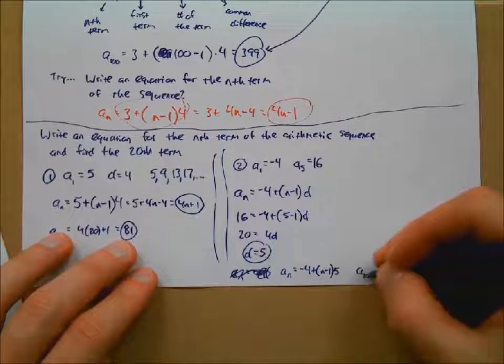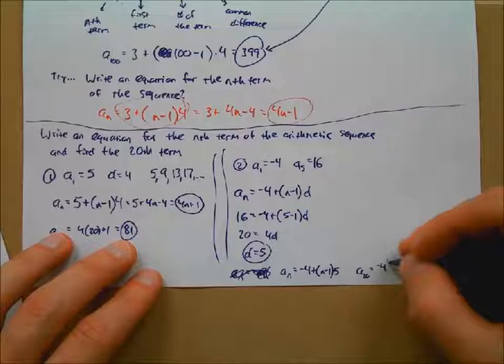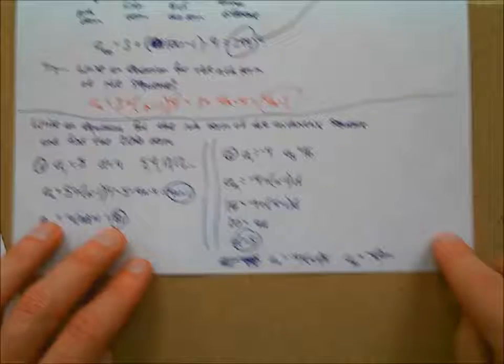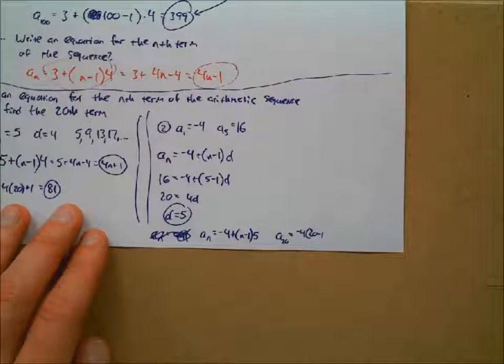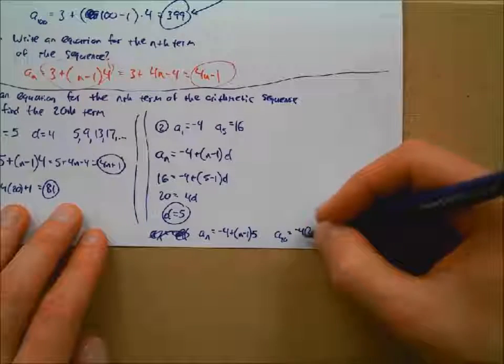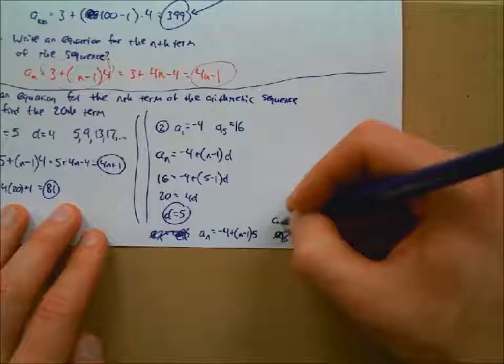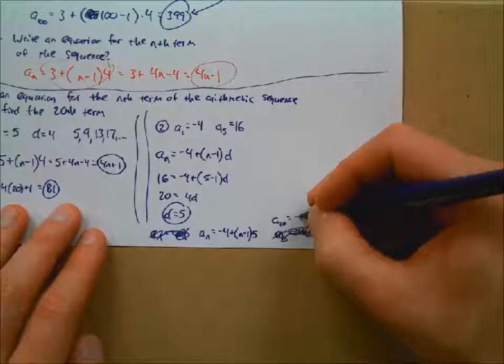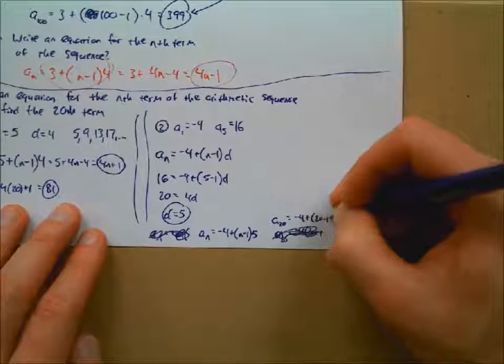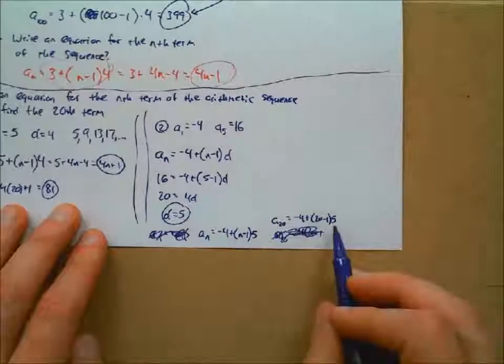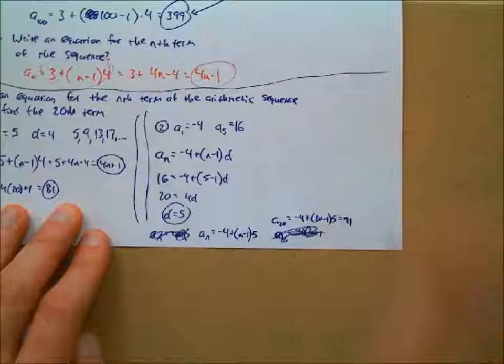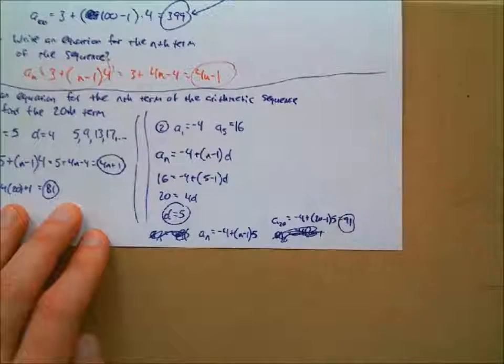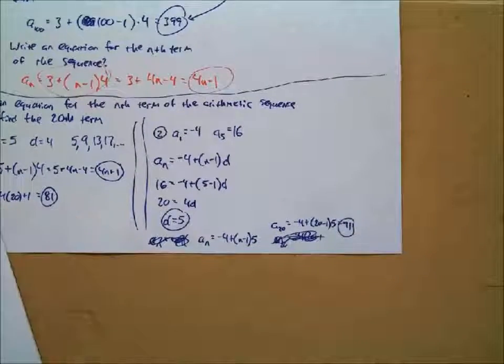A sub 20 is going to be negative 4 times 20 minus 1. Oh, just do that on that part. 20 minus 1. Darn it, I forgot the plus again. Times 5. So what? 95. So 91. Okay. 91. Did anyone get the common difference in a different way?